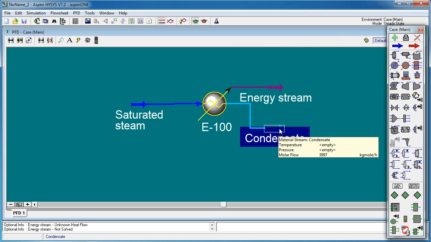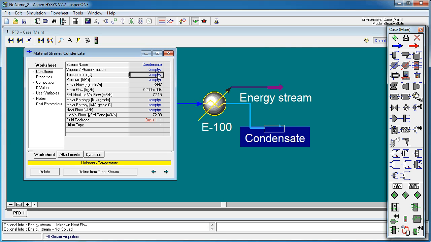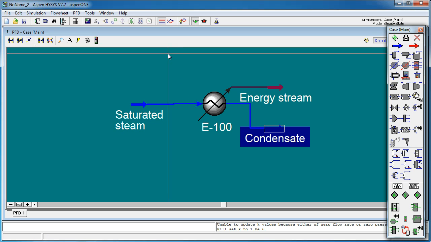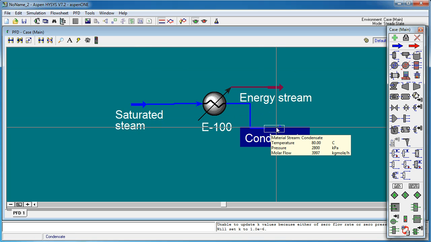So if we look at our condensate stream, we're going to say that it's been cooled down to 80 degrees Celsius and the pressure is 2,800 kilopascals. So if you remember, that was the feed pressure to the unit. So we're effectively saying that there's no pressure drop across this unit. So now that we've specified those conditions, our entire system is fully specified, and you can see because these streams are now a darker colour that HYSYS has solved all of those.